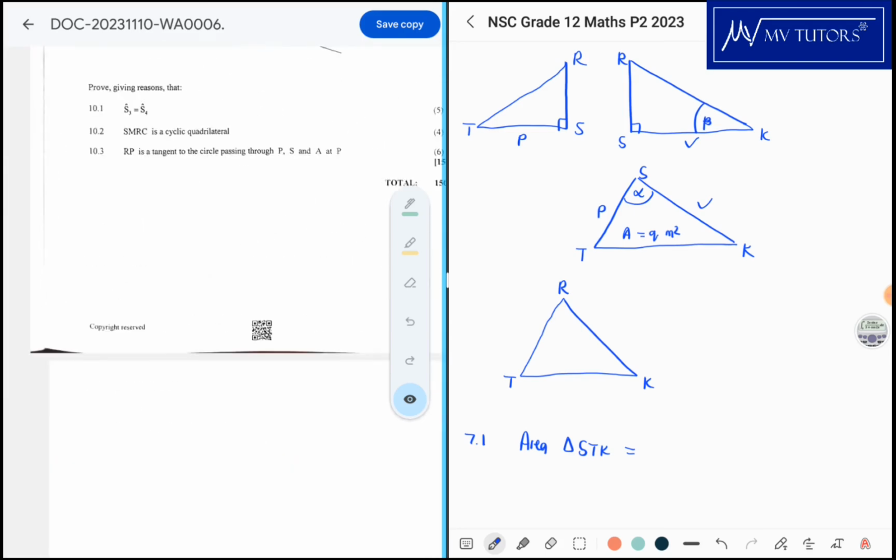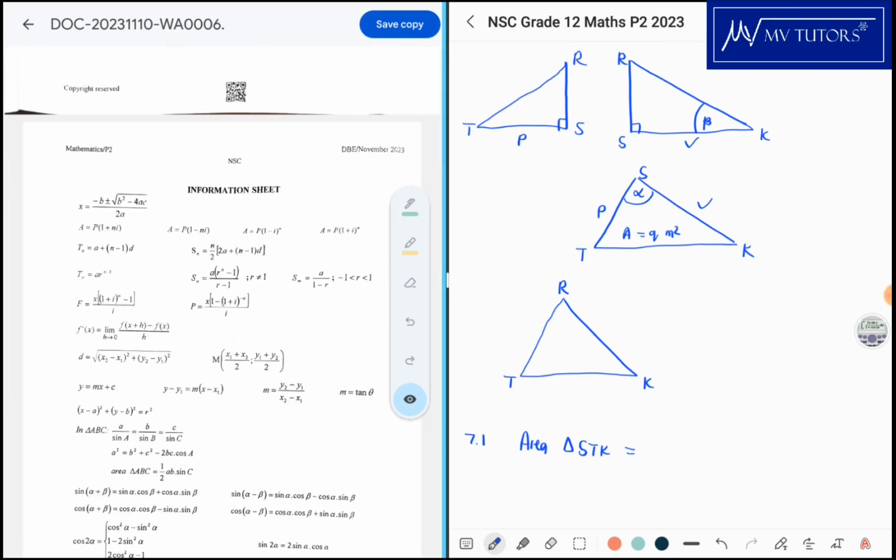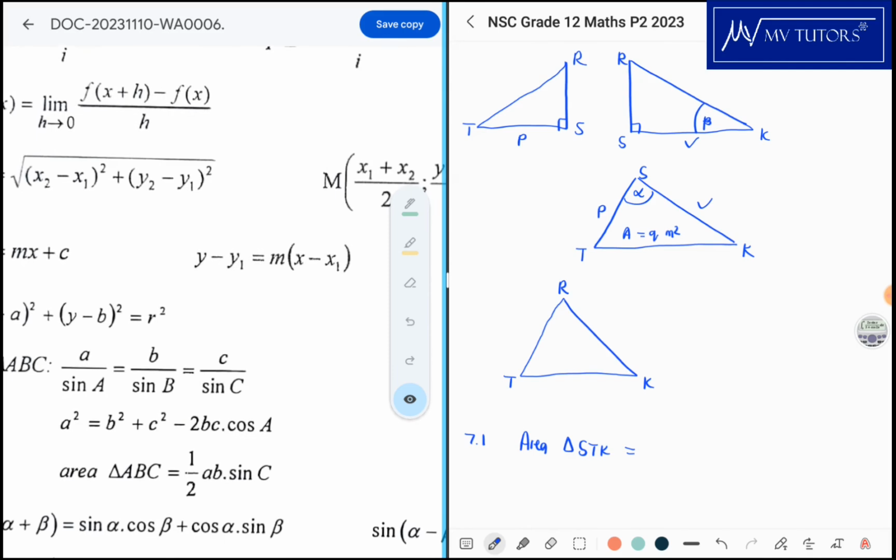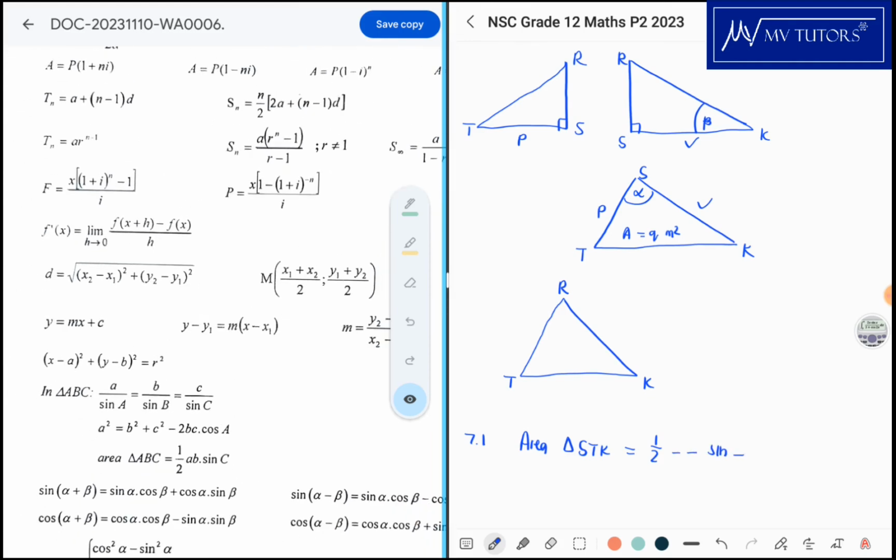Yeah, where's the formula sheet? The area is half AB sine C. Okay, half AB sine C. But we need to relate it now to our triangle. Just by looking at the sketch that we did, what would be our AB? I would take ST as my A and SK, because we're looking for SK, right?